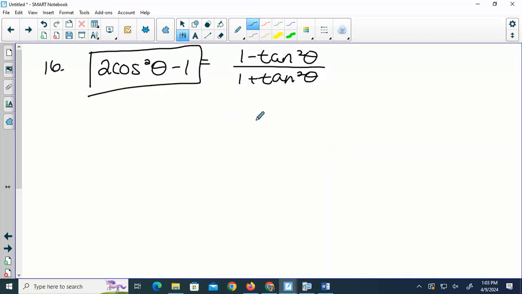Lots of options. Change the bottom to secant squared B. Okay, you could recognize that Pythagorean identity. The other option would be to go to sines and cosines. I heard both options shouted out. Do you guys have a preference?